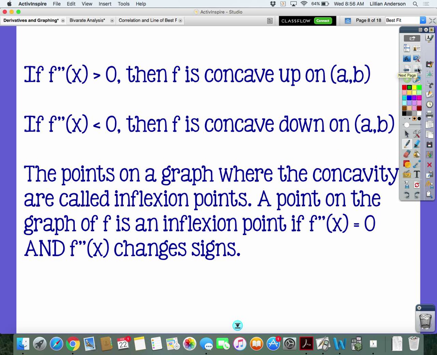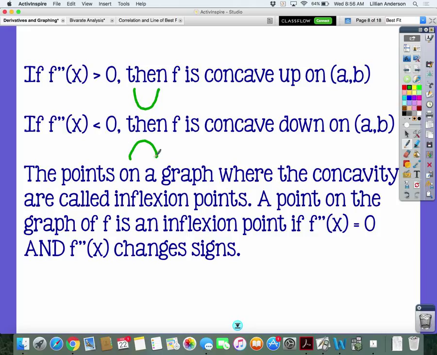Whereas the second derivative talks about concavity. If the second derivative is greater than 0, then you know the original function is concave up on an interval, A to B. If the second derivative is less than 0, then the original function is concave down on that interval. So concave up, concave down: basically the graph is in a downward shape or an upward shape, okay?